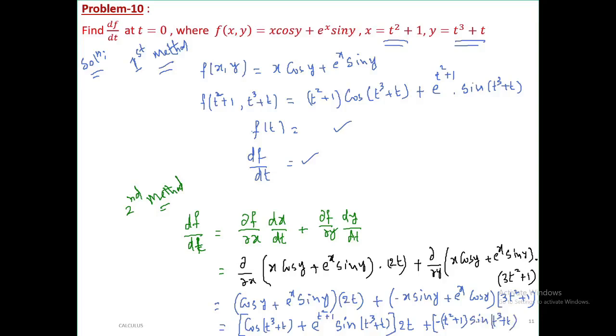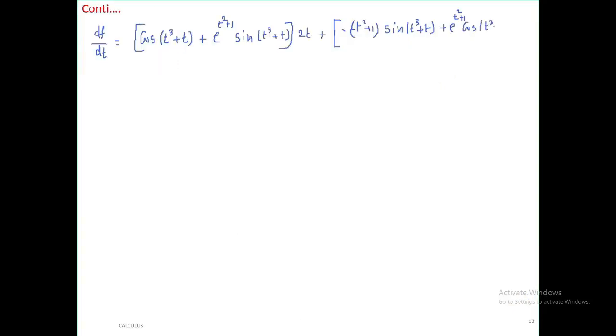So let me write this on the next page. t, this is over, and 3t square plus 1. Okay. Now this is df by dt. Next one, what I want? df by dt at t is 0, at t is equal to 0.